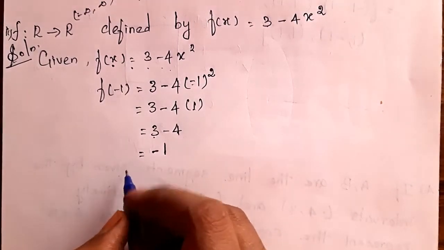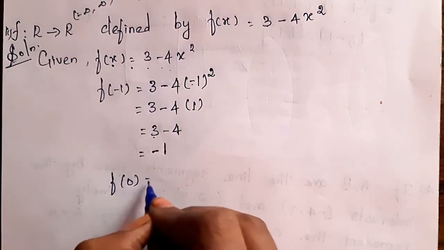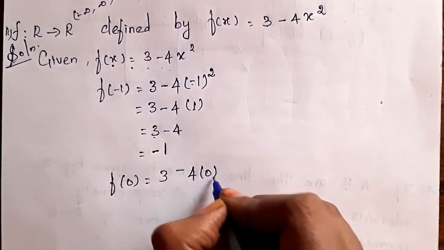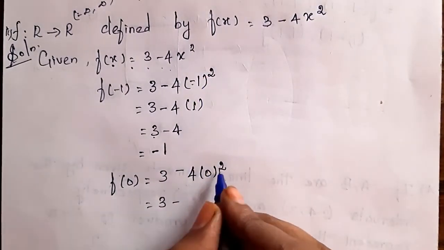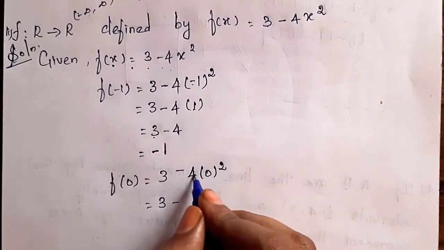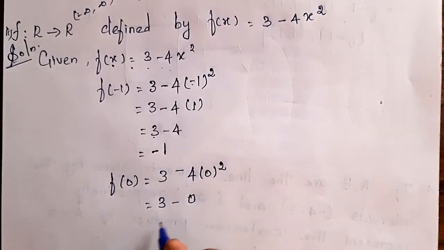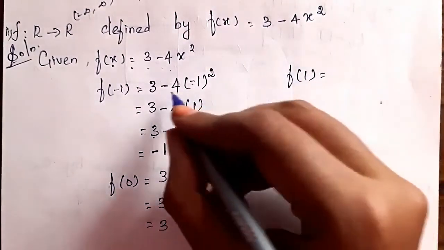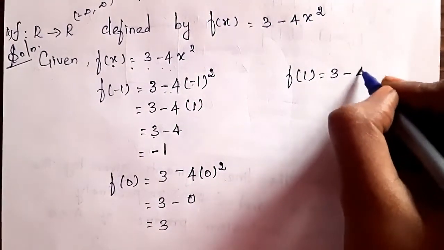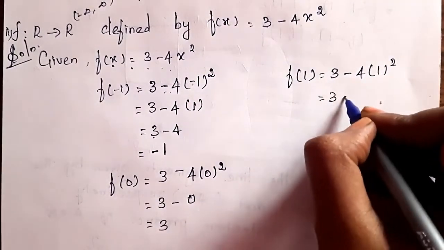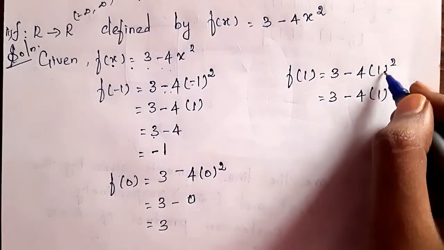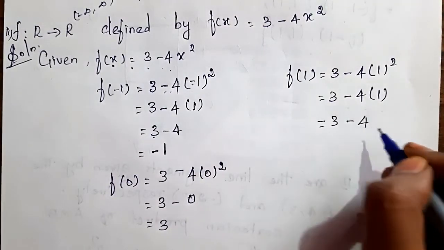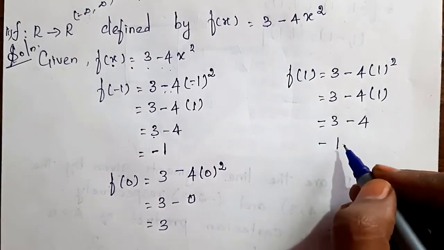Okay. Next you can check for f of 0. So 3 minus 4 into 0 square. 0 square is 0. 0 into any number is 0. That is equal to 3. You got 3. Next we can check f of 1. Apply: 3 minus 4 into 1 square. 3 minus 4 into 1 because 1 square is 1. That is equal to 3 minus 4. Subtract it, you will get minus 1.